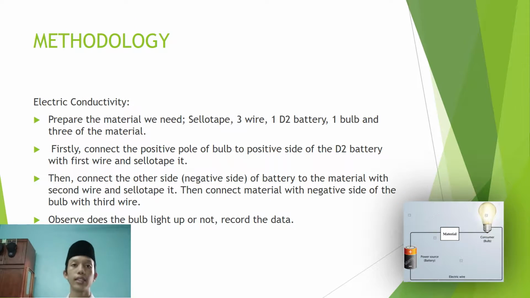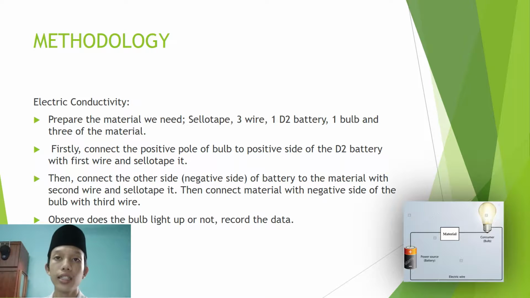Third methodology, the electrical conductivity. Firstly, we need to prepare the materials we need, such as sellotape, 3 wires, 1 D2 type battery, 1 bulb, and 3 of the material. Firstly, connect the positive pole of the bulb to the positive side of the D2 battery with the first wire and sellotape it so it won't move and is fixed in its place.